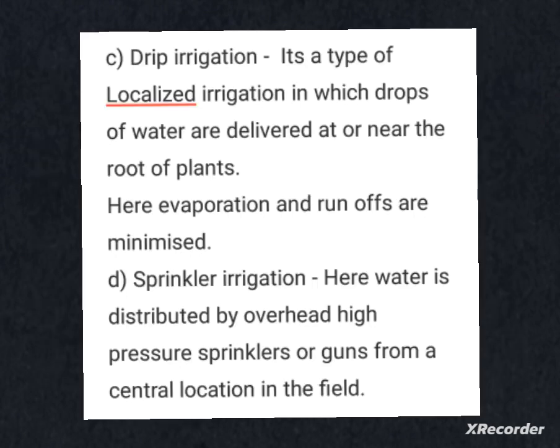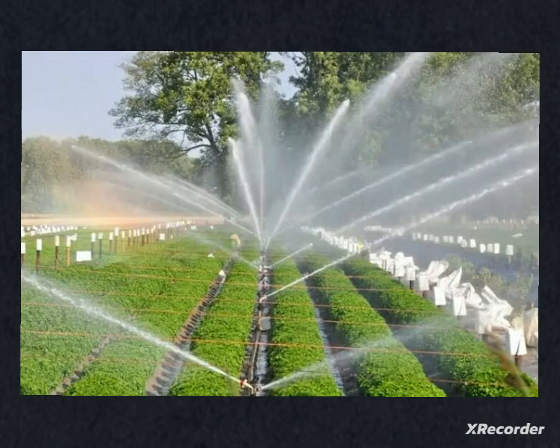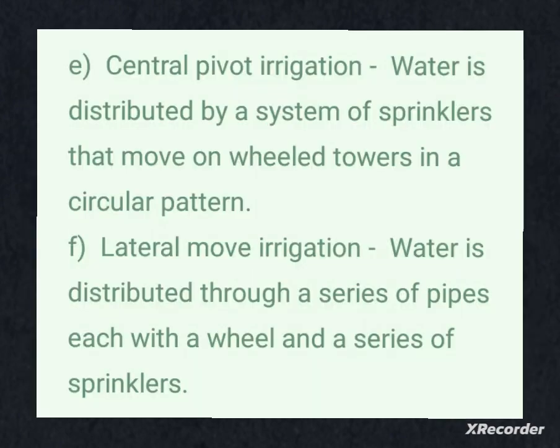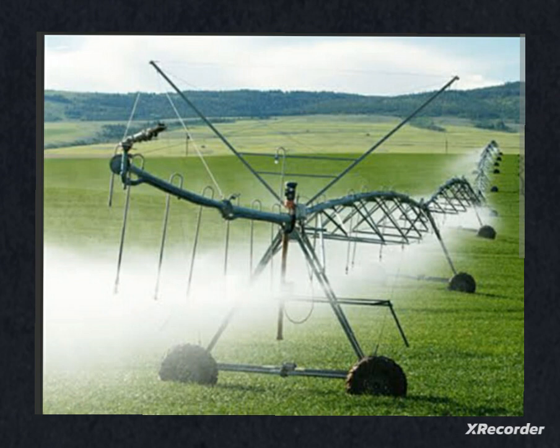The next one is sprinkler irrigation. Here, water is distributed by overhead high pressure sprinklers or guns from a central location in the field or from sprinklers on moving platforms. The next type of irrigation is center pivot irrigation. Here water is distributed by a system of sprinklers that move on wheeled towers in a circular pattern. This system is common in flat areas of the US.